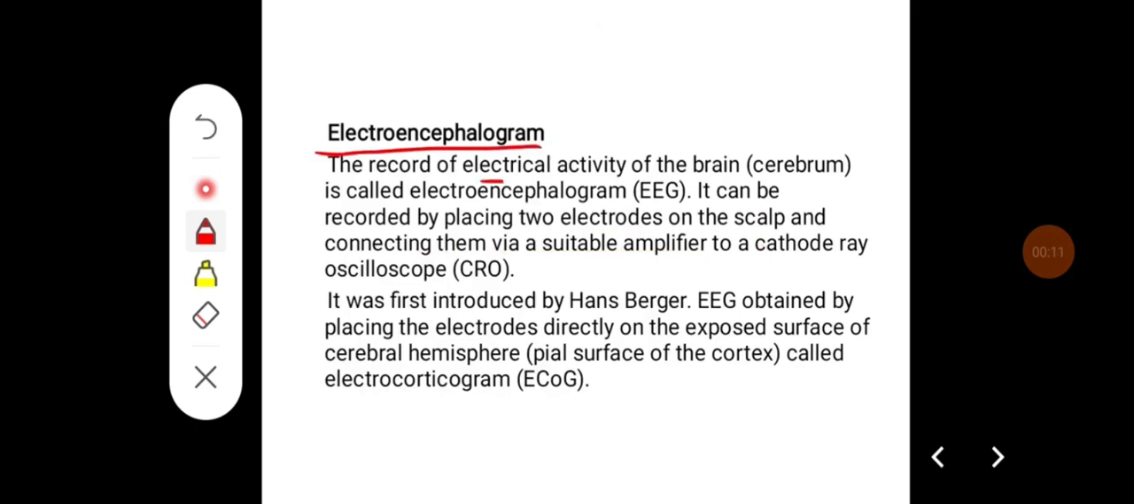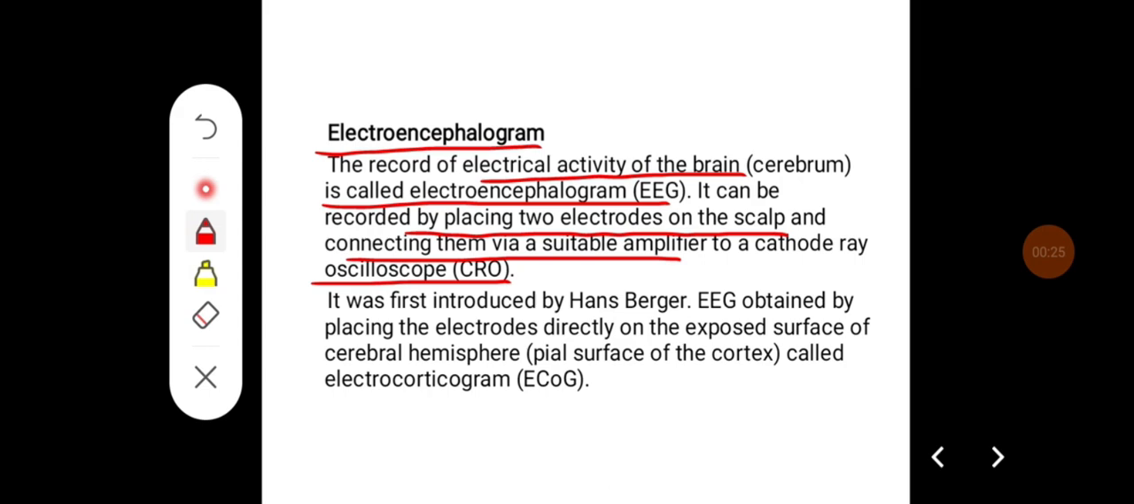The record of electrical activity of the brain, that is the cerebrum, is called the electroencephalogram. It can be recorded by placing two electrodes on the scalp and connecting them via a suitable amplifier to a cathode ray oscilloscope. It was first introduced by Hans Berger. EEG obtained by placing the electrodes directly on the exposed surface of the cerebral hemispheres, that is on the pial surface of the cortex, is called the electrocorticogram, that is ECoG.